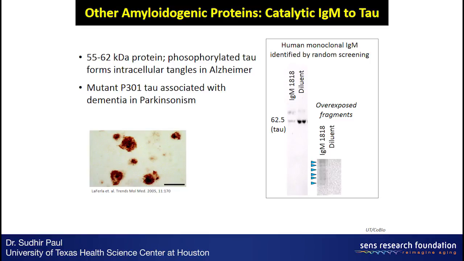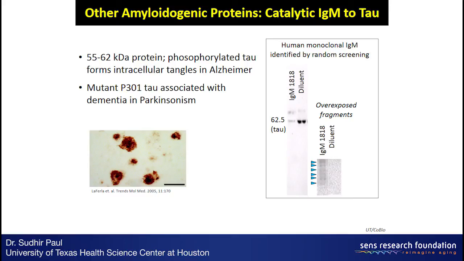Now, to what extent are the studies that I have shown you on amyloid beta peptide generalizable? As I said, there are 27 different proteins that are known to form amyloid type of aggregates that are toxic, and I'm going to show you two examples. One, tau, which is about a 55 to 62 kD protein, and phosphorylated tau forms these tangles shown on the left bottom of the slide within the neurons.